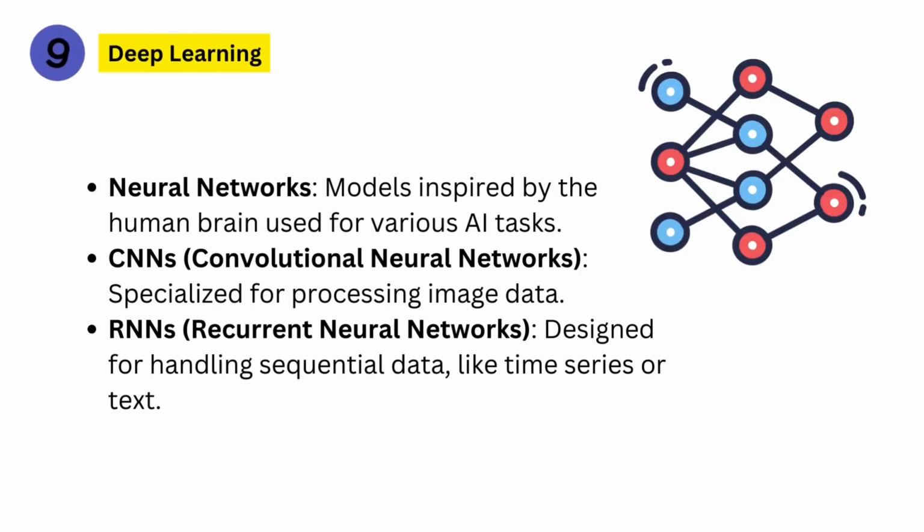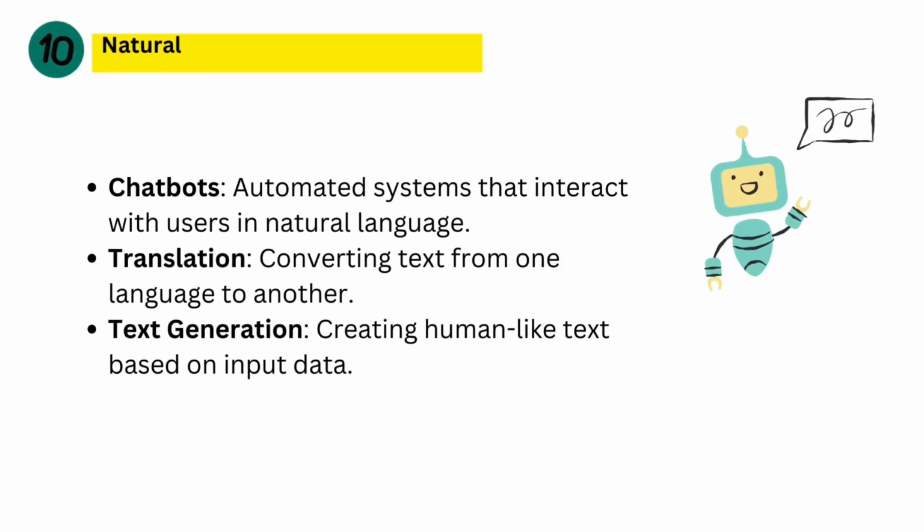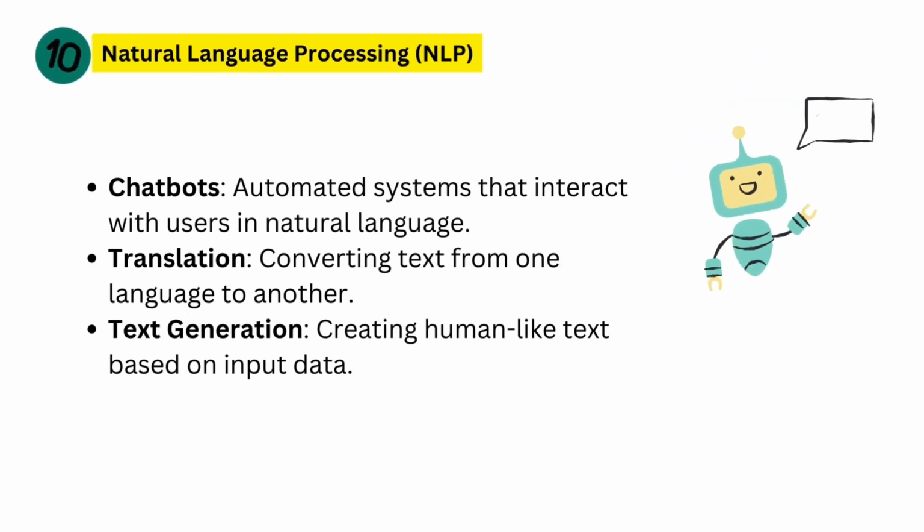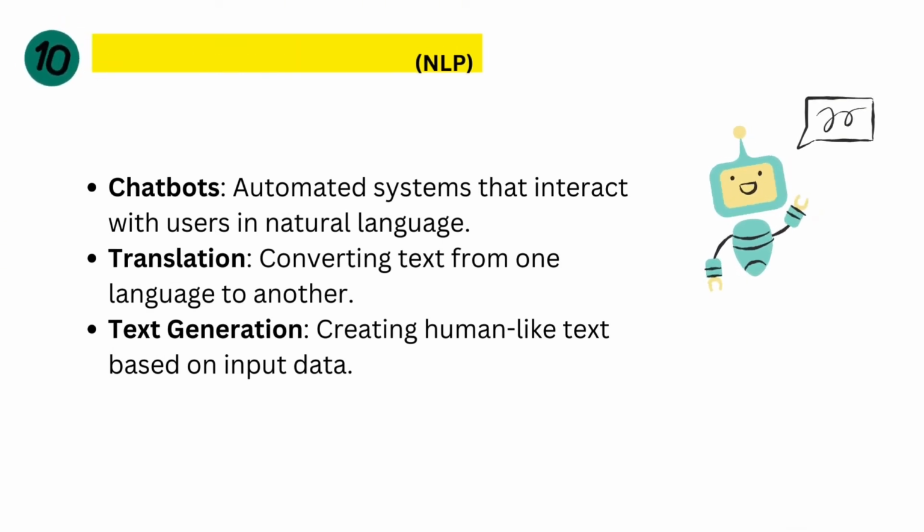Deep learning, which involves neural networks, is a major area in AI. Learn about different architectures like CNNs for image data and RNNs for sequential data. Natural language processing (NLP) focuses on making machines understand and generate human language, with applications in chatbots, translation, and more.